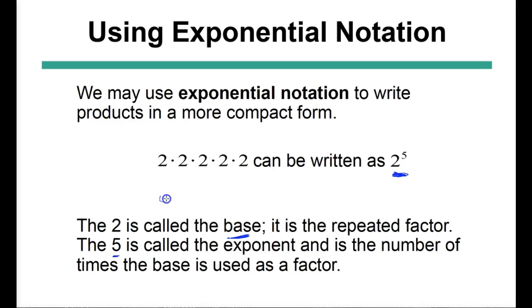So to do another example, let's say we wanted 4 to be multiplied times itself 3 times. Then we would just write that as 4 raised to the 3rd power. And that's an alternative way of saying that.